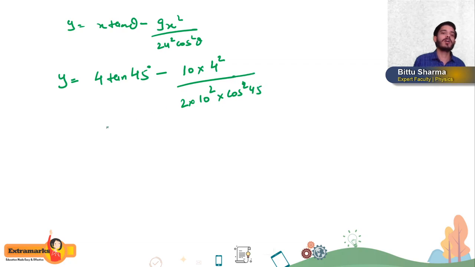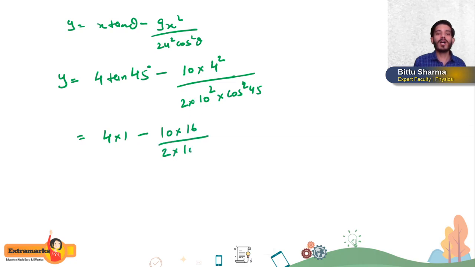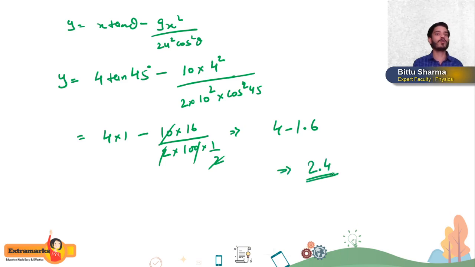Cos square 45. So if you solve this, students, you will get 4 into 1 minus 10 into 4 square, 16, divided by 2 into 100 into cos 45, which is 1 by root 2, and square of that will be 1 by 2. 2 and 2 will get cancelled. 10 and this will get cancelled. So it will be 4 minus 1.6, and 4 minus 1.6 is how much? It is 2.4. I hope you are getting this, students. If you have any doubt, you please ask.